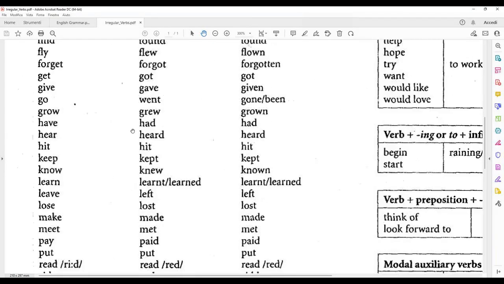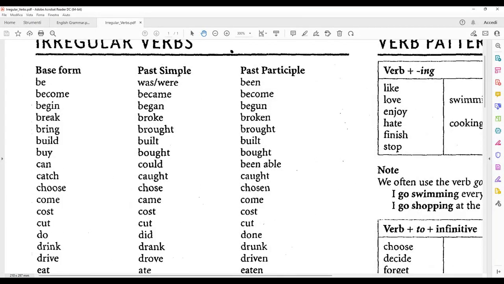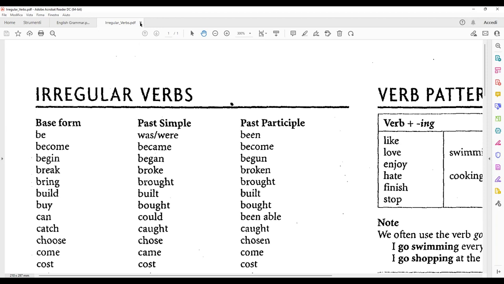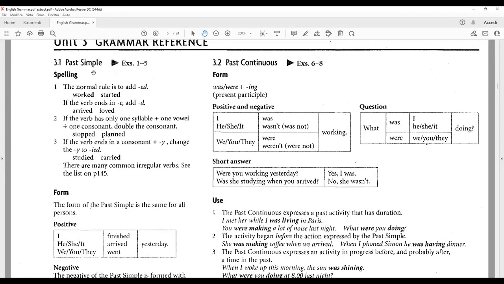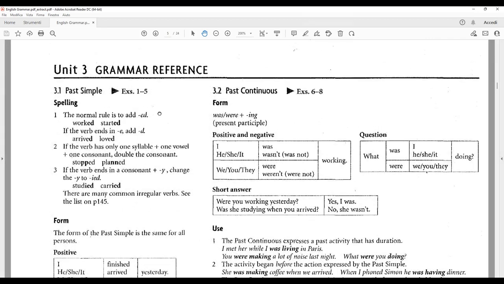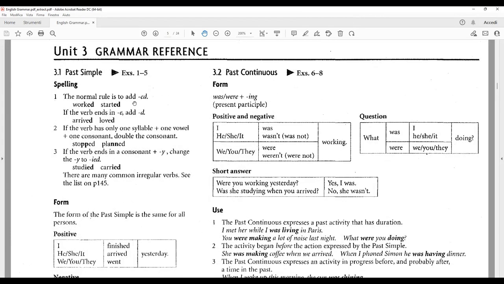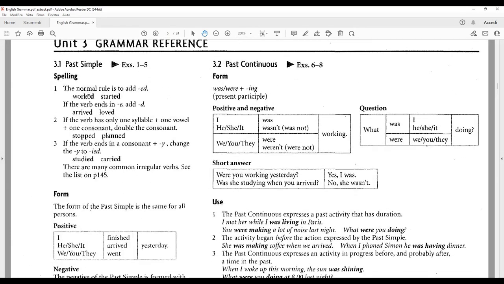So this is the short irregular verbs list that you can look at to find past simple in case of irregular verbs. In case, so the normal rule is to add ed to verbs, ok? Quindi la regola generale è di aggiungere l'ed dopo i verbi. If the verb ends in e, add d, ok? Quindi se il verbo finisce con la e, si aggiunge soltanto la d, non si raddoppia la e.